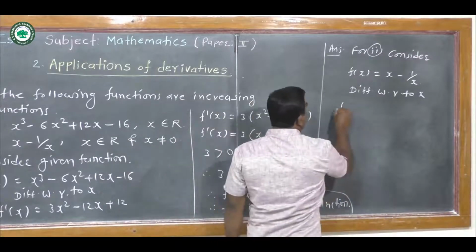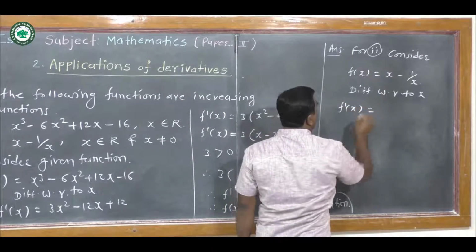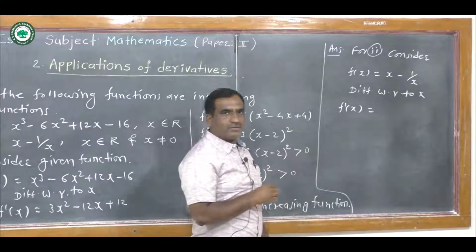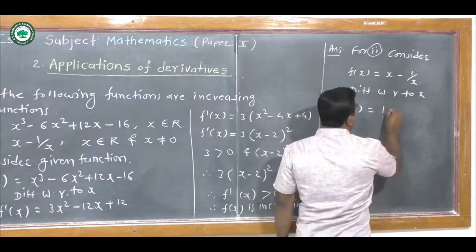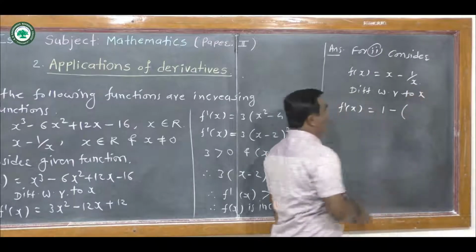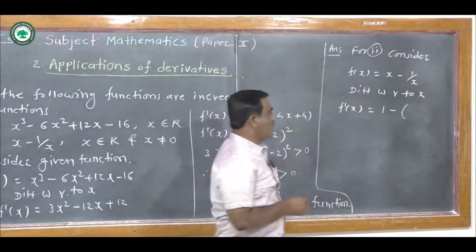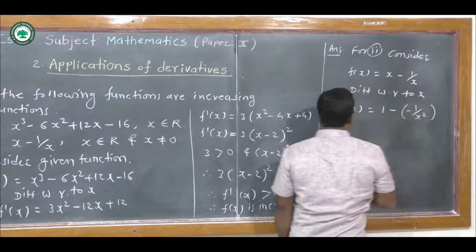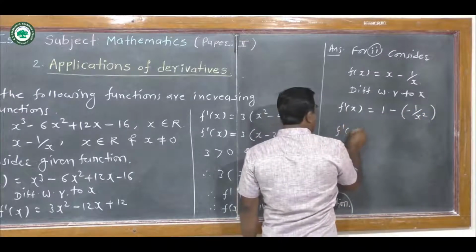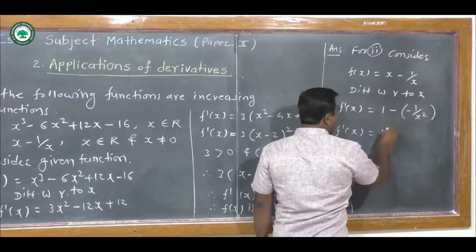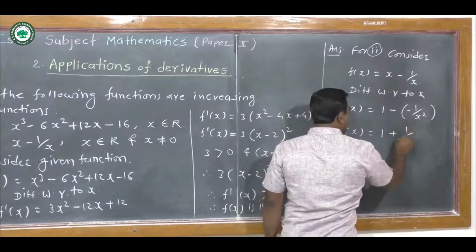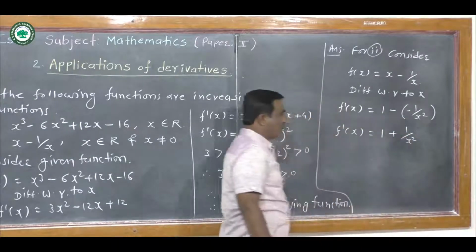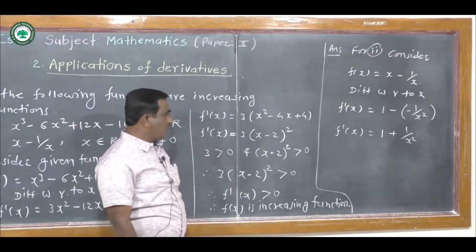The derivative of f of x is f dash of x equal to the derivative of x with respect to x, which is 1, minus the derivative of 1 by x, which is minus 1 upon x square. That is, we get f dash of x is equal to 1 plus 1 upon x square, where x is not equal to 0.